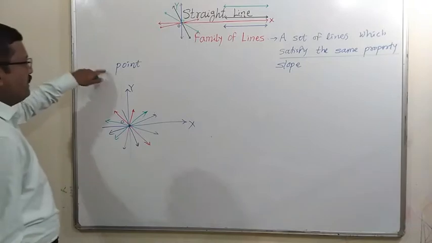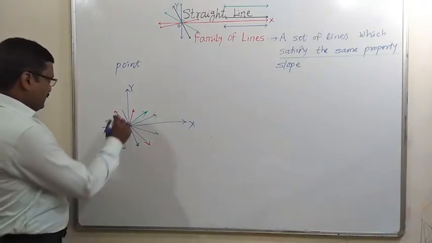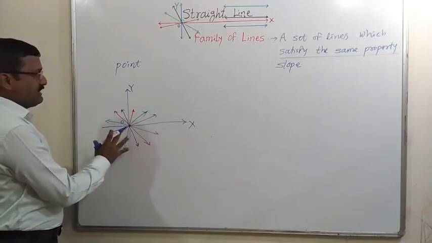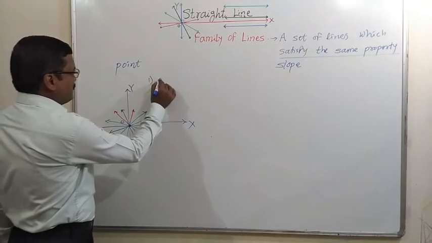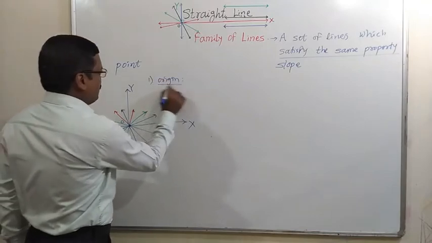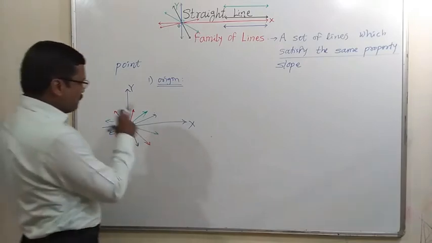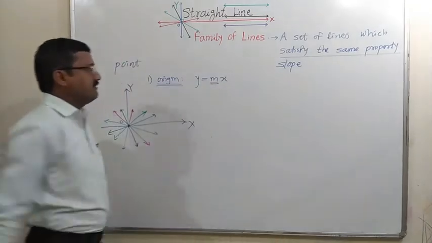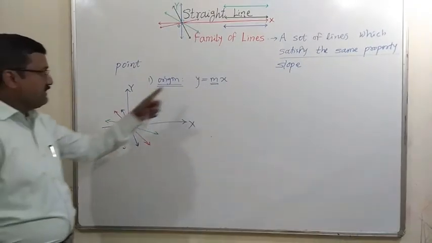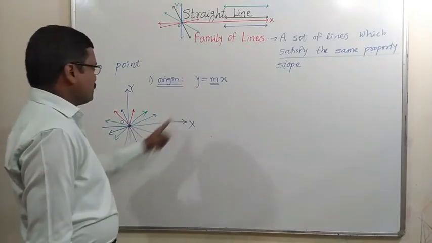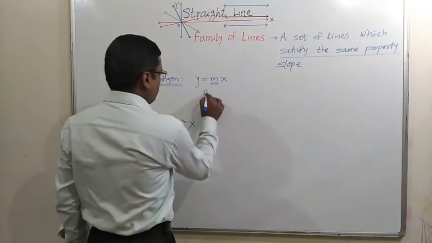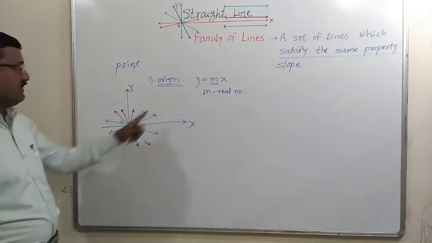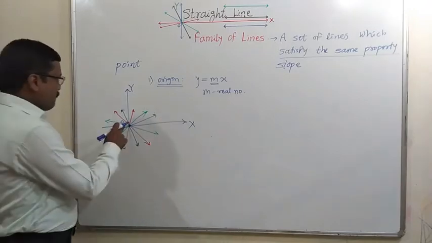So whenever this origin is given, we can draw an infinite number of lines. Means if only a point is given, then we can't fix a line passing through that point, because there are infinite lines passing through a single point. If the point is origin, the equations of lines passing through origin will be y is equal to mx. For different values of m, we get different equations of lines. Here m is a real number, so we can draw infinite lines passing through origin.